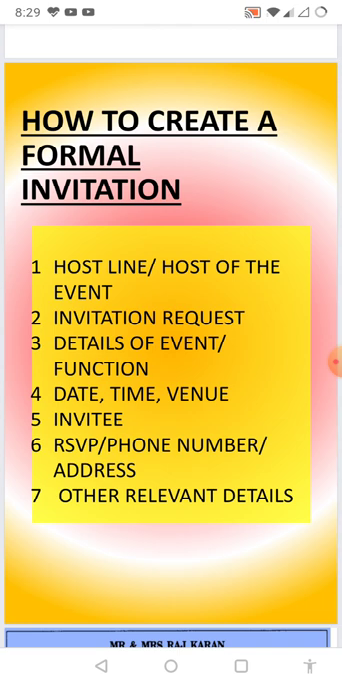Invitee, RSVP, we write RSVP also. RSVP is actually a French phrase which means please reply. Generally when we give the invitation we write RSVP, so that the people who are coming will reply yes, I'll come, I'll accept the invitation, so that the number of people invited will be clear for the host to arrange the things. Then other relevant details, if anything is there.